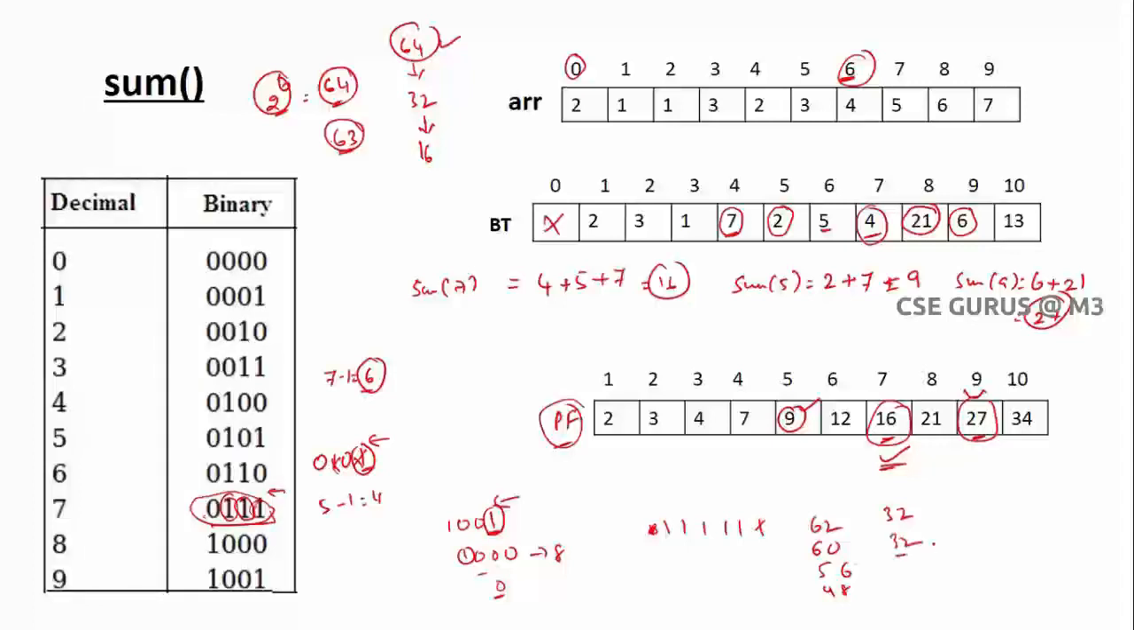32 minus 32. So that means you can see, if I take 6, I am getting the answer in 6 steps. That is, 2 power 6 means 6 steps. That means if there are 64 elements, then I am getting the answer in log of 64 base 2.